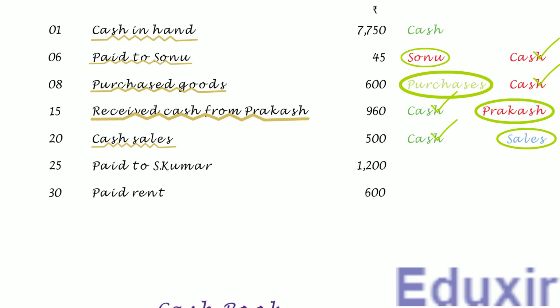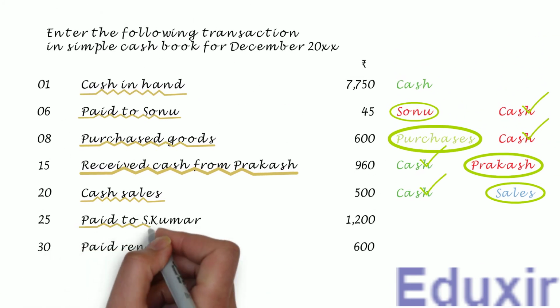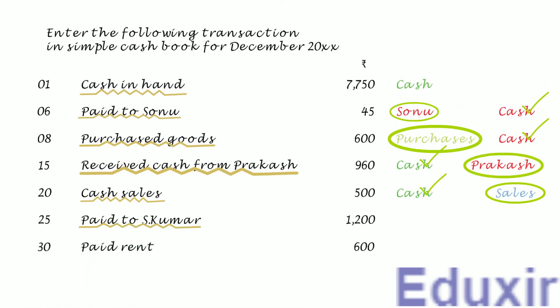In this transaction, the business is paying 1200 rupees to S. Kumar. Businesses usually make the payments to the creditors. So in this case, we can safely assume that S. Kumar is a creditor. Also, as all the payments are usually done in cash, we can safely assume that the payment to the creditor S. Kumar is done in cash. So in this case, the business is paying to the creditor S. Kumar the amount that it is liable to pay.